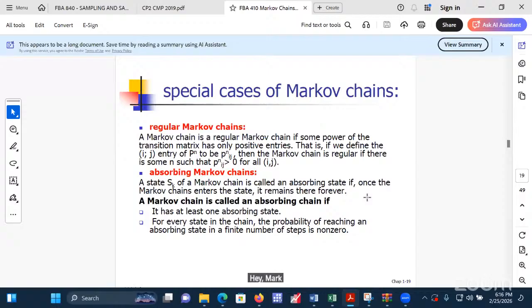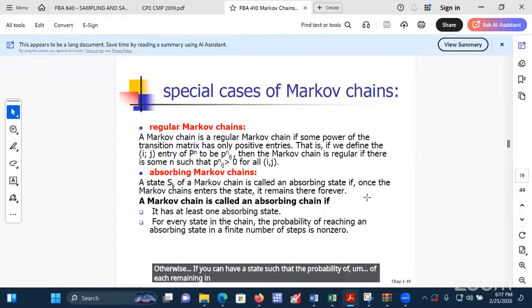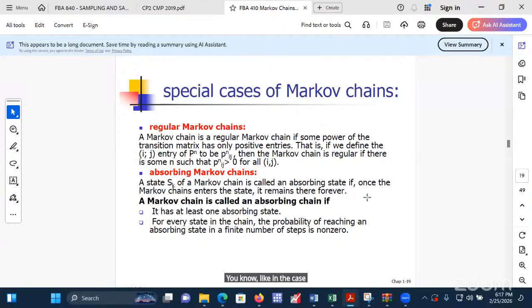Markov. So our Markov chain can be regular and it can be absorbing. Regular Markov and absorbing. So whenever you have the probability greater than 0, then you are dealing with a regular Markov chain. Otherwise, if you can have a state such that the probability of it remaining in that state and not moving out is 1, then you have an absorbing state. Like in the case of being healthy and dead.